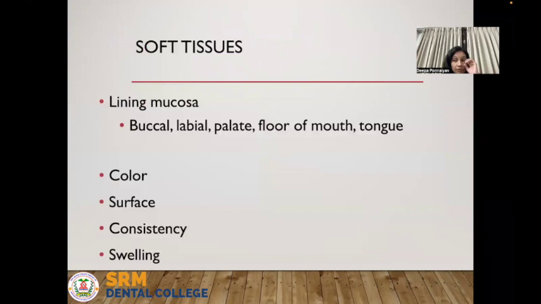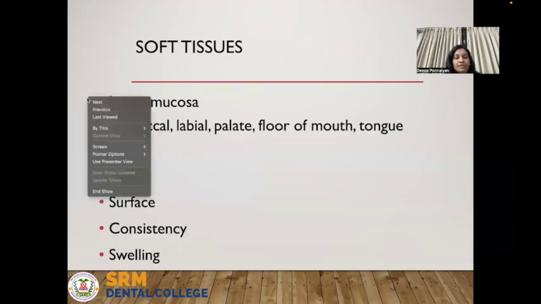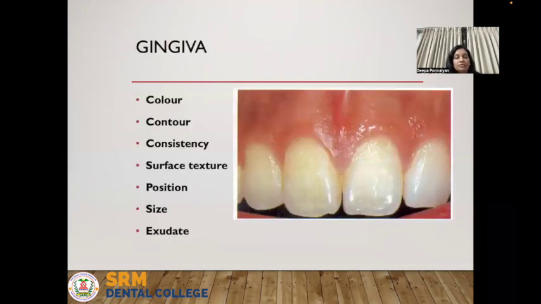Next, we come to the soft tissues. The soft tissue examination includes the lining mucosa, that is the buccal and labial mucosa, the palate, the floor of the mouth, and the tongue. Then you also check for color, surface texture, the consistency, and if there's any swelling in the soft tissues. So you have to check thoroughly for the soft tissues. If there are any lesions or anything that you see, you must record it there.